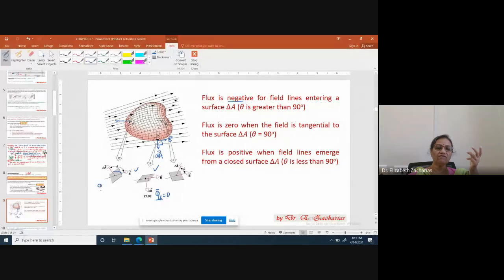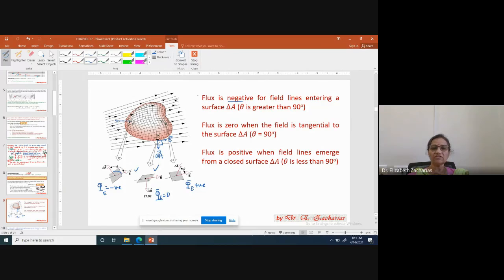Whereas in this case, flux is negative because theta is greater than 90. Now let us come to part C. In C, you see, electric field is cutting out of the surface, and you can see that your area vector is an outward normal. If I draw E and area vector, you find that the angle is less than 90. Therefore, flux here is positive. Flux is positive. Here, flux is negative. Where it is not cutting, flux is 0.